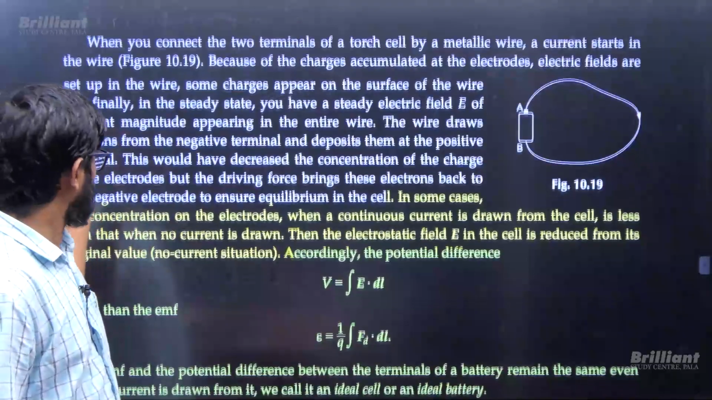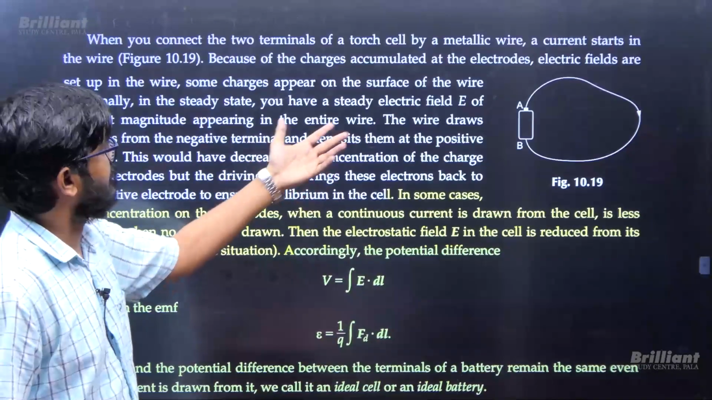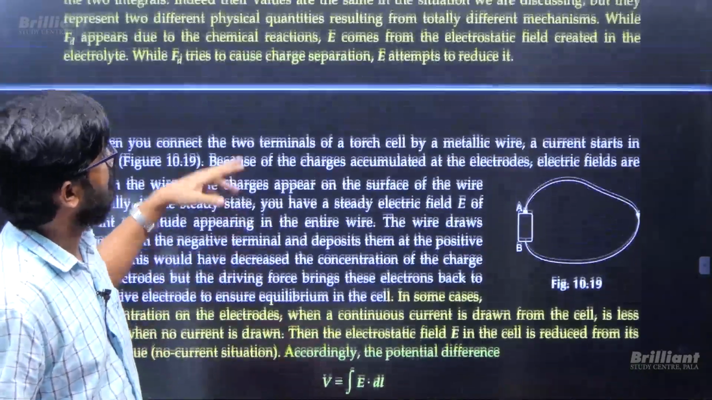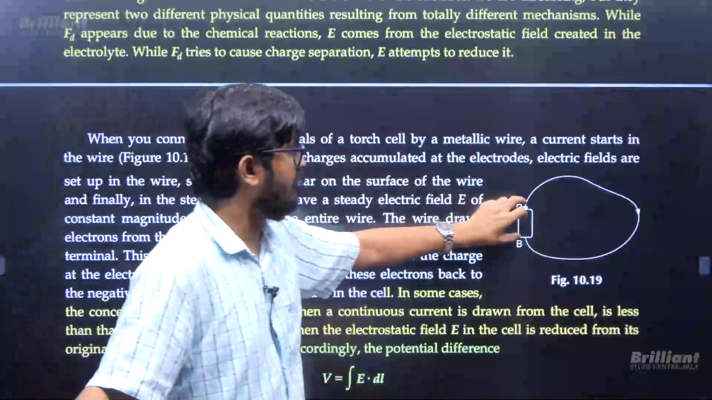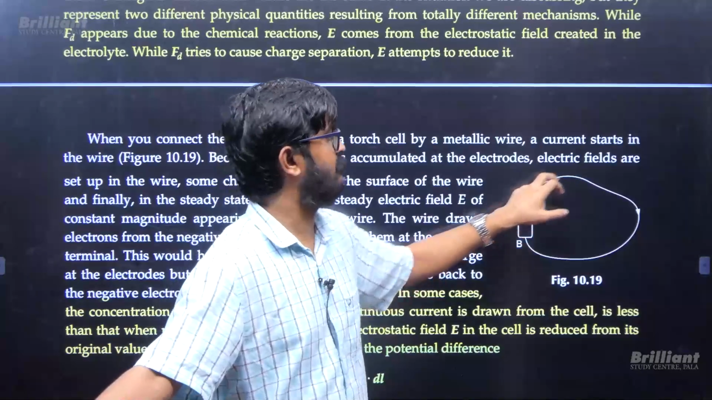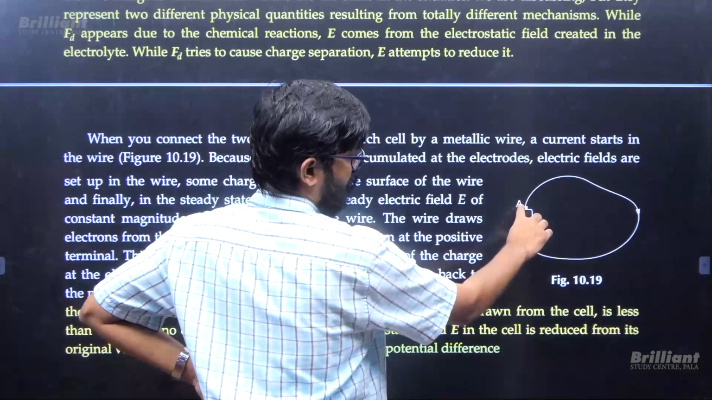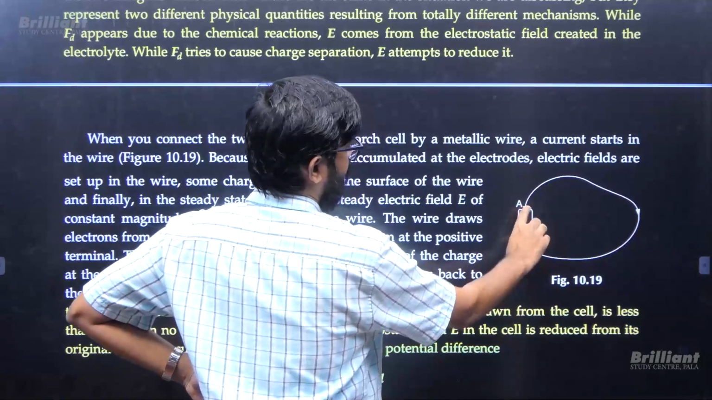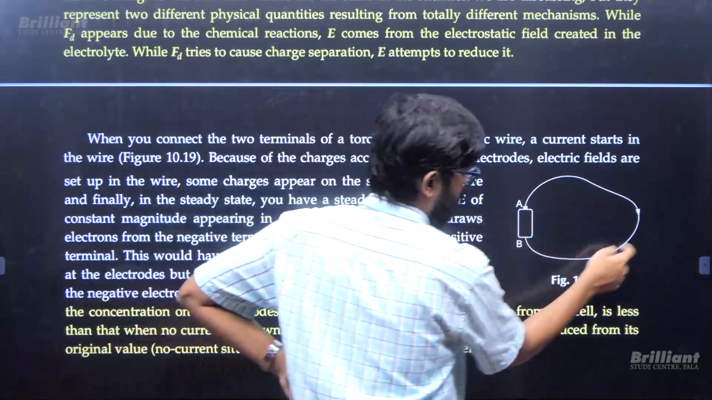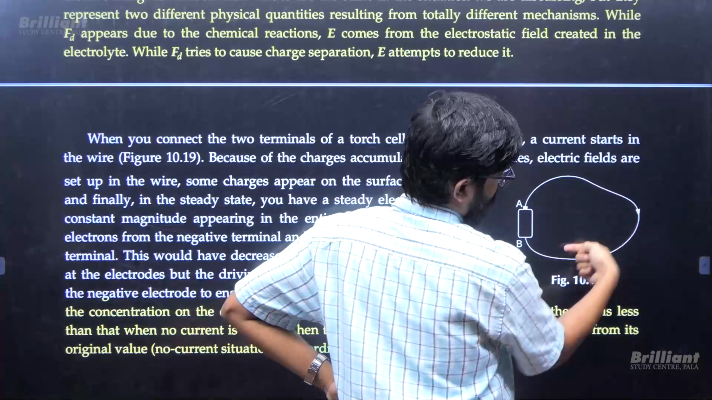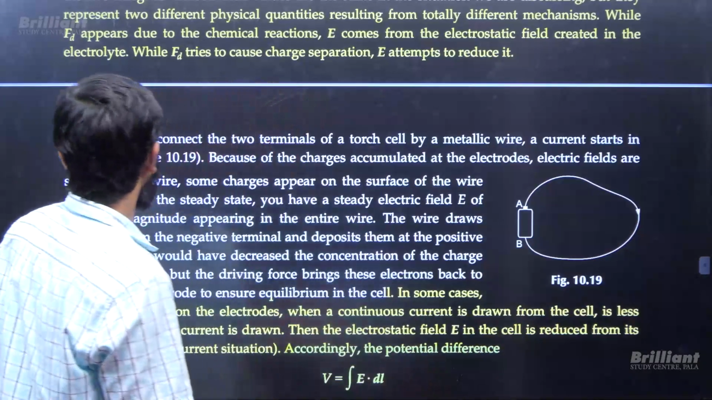Now, when you connect two terminals, current starts in the wire because of the charges accumulated. Till now we have seen the battery. Once you connect the terminals, what will happen? We have already seen that positive charge was accumulated here and negative charge was accumulated here. When you connect, these negative charges will flow this way, so by definition we will call the current to be in this direction, right?